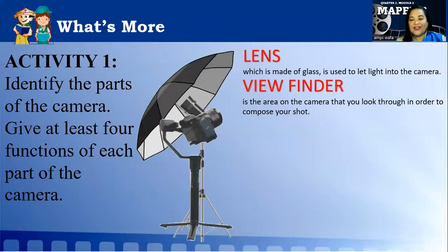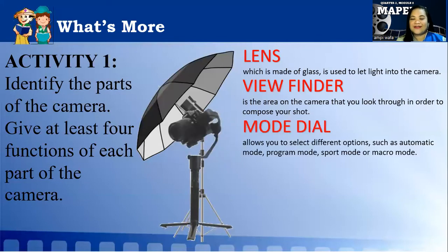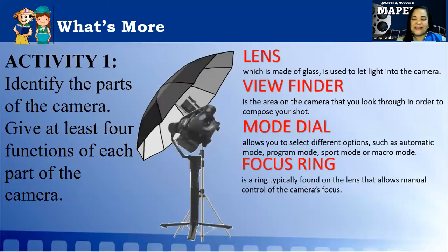Viewfinder is the area on the camera that you look through in order to compose your shot. Mode dial allows you to select different options such as automatic mode, program mode, sport mode, or macro mode. Focus ring is a ring typically found on the lens that allows manual control of the camera's focus.